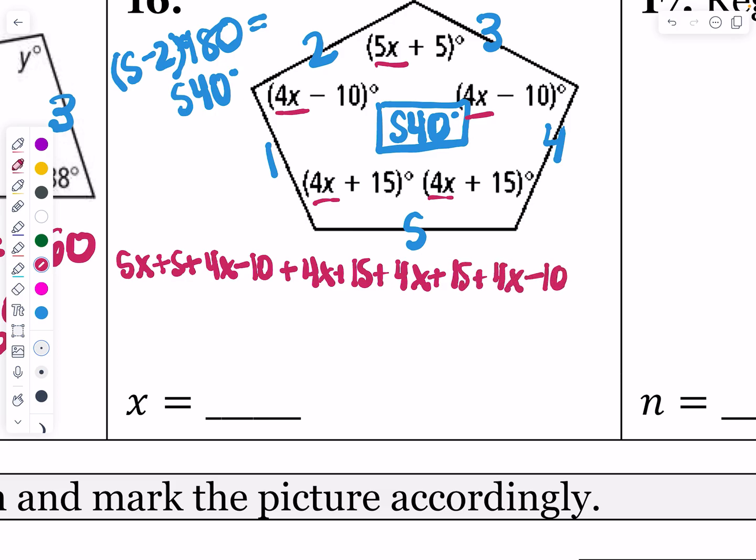All of those should have a total sum of 540 degrees. So again, I'm going to put all my like terms together: 5x and 4x and 4x and 4x and 4x. All of those are going to have a total sum of 21x. Let's put together my like terms. That is going to be 5 minus 10 plus 15 plus 15 minus 10. All of those are going to have a combined total of 15 when I combine those like terms.